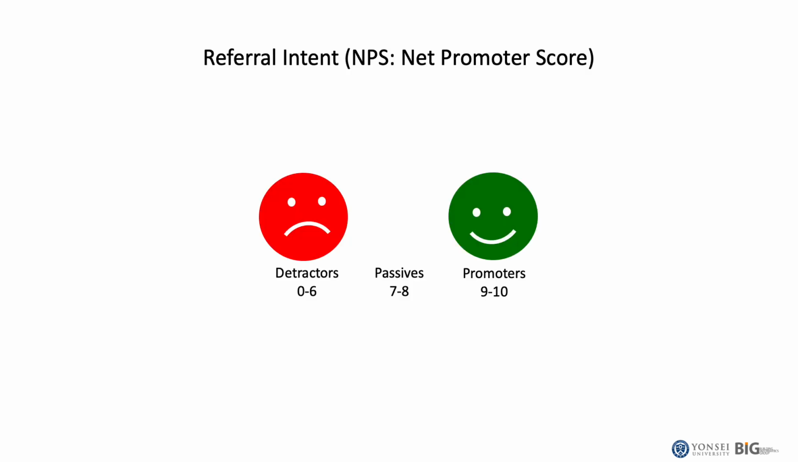The question is, would you recommend this company or product to others? We refer to this question as the referral intent question. Frederick Reichheld proposed the Net Promoter Score (NPS) to measure the referral intent. The NPS categorizes the respondents who gave 9 or 10 points as the promoters and the ones who gave less than 6 points as detractors. The NPS is measured by subtracting the percentage of detractors from the percentage of promoters.